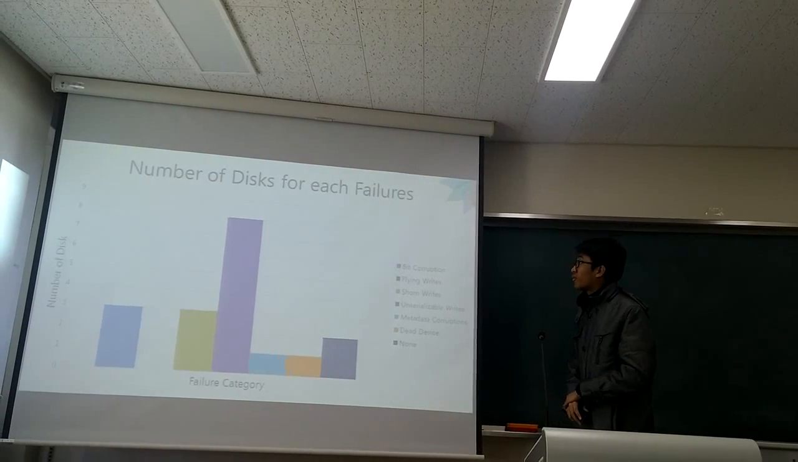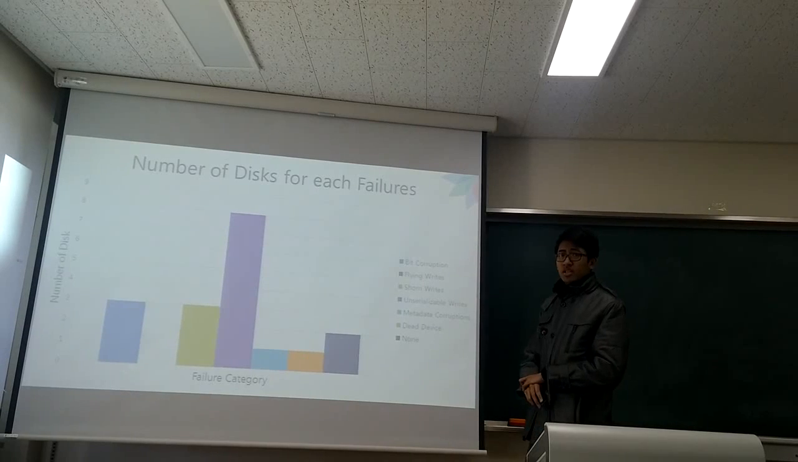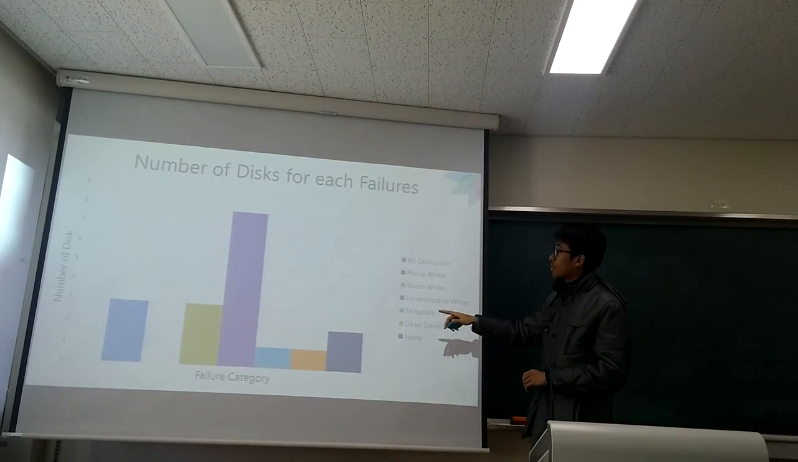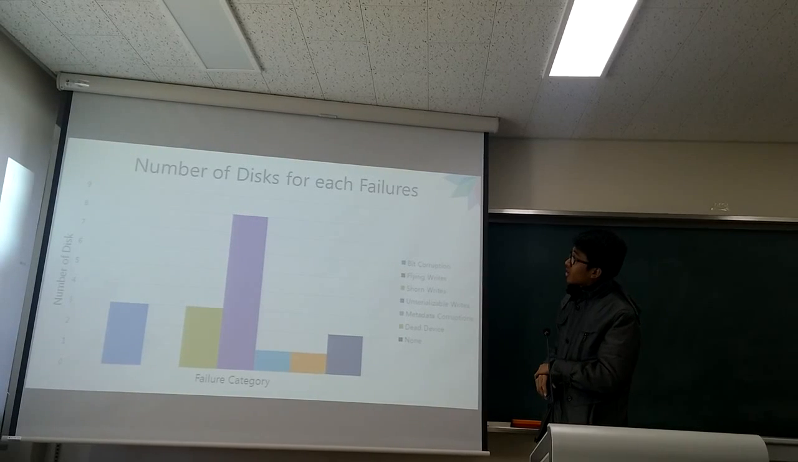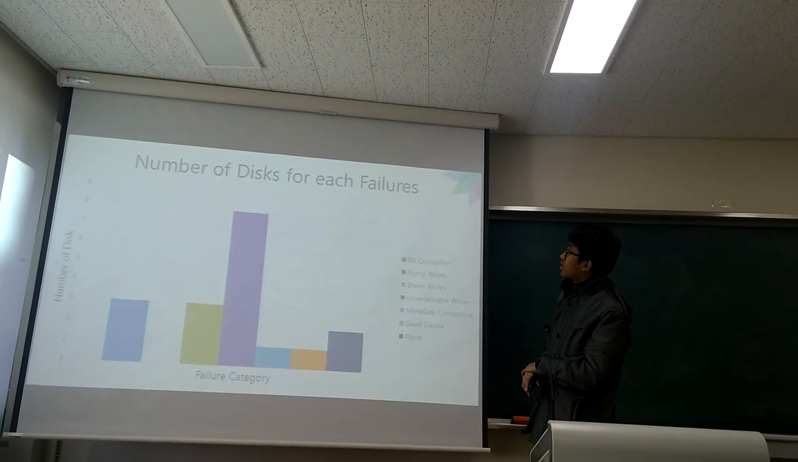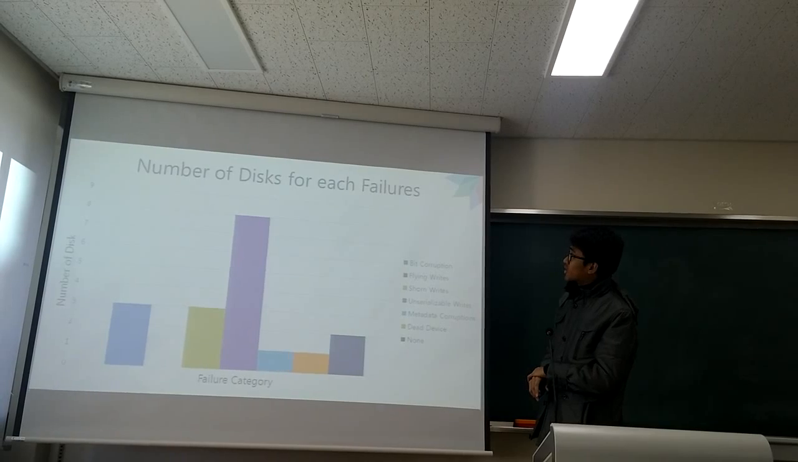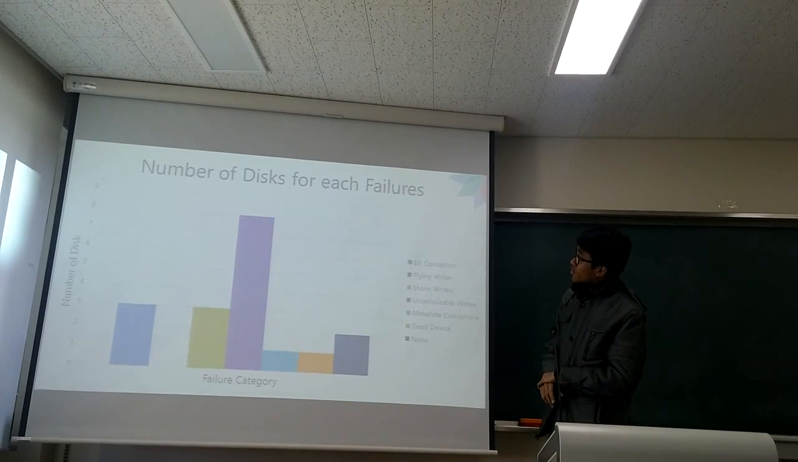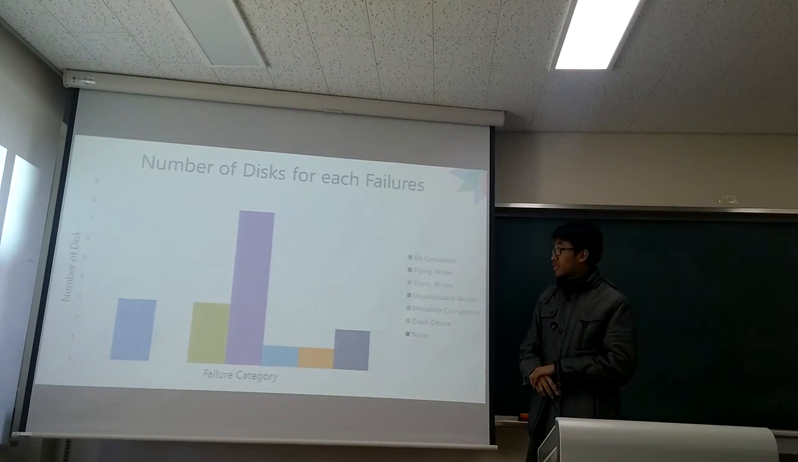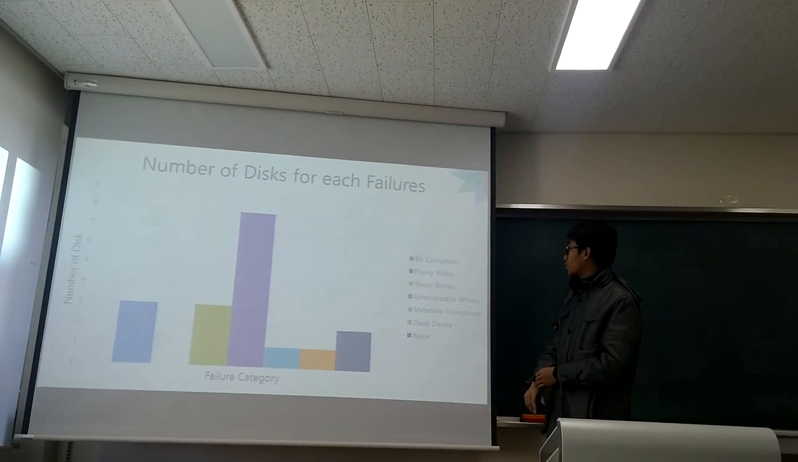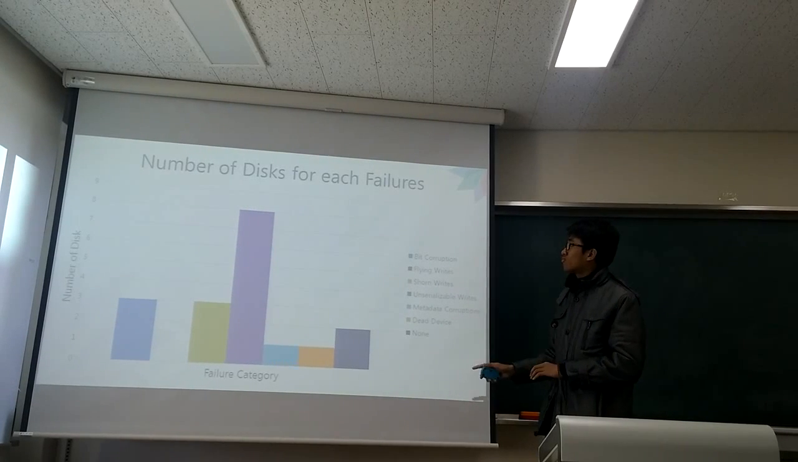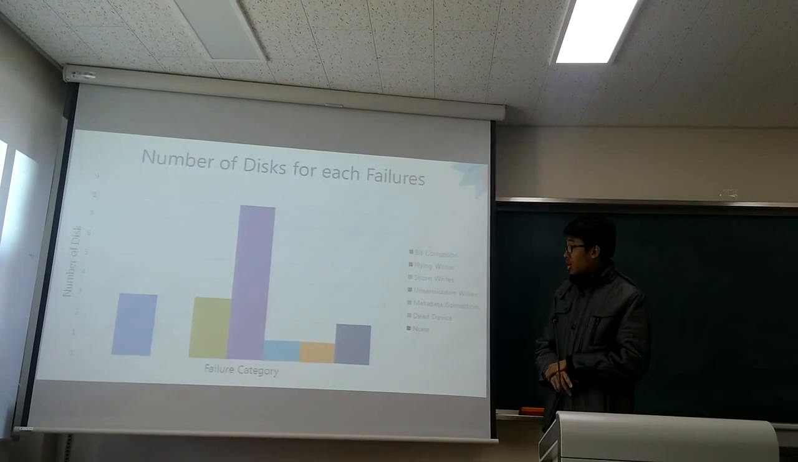And this is the result, the number of disks for each kind of failure. We can see that unserializable writes happen on more than half of the disks we provided before. It occurs on 8 out of 15 disks. It is in great contrast with flying writes, because flying writes do not happen at all on the 15 disks.